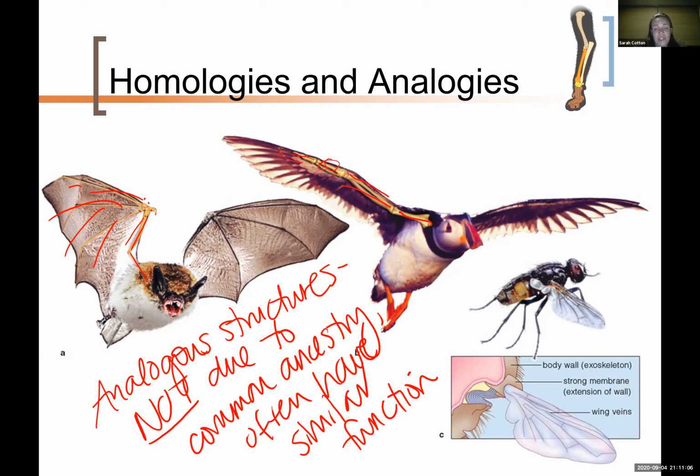Okay, so if we look at these three organisms, two of them, their similarity is due to common ancestry. So which are the two that are homologous structures? Think about the theme music to Jeopardy.